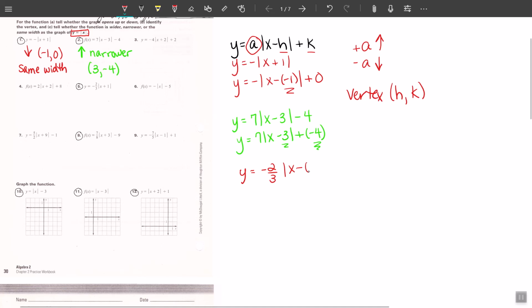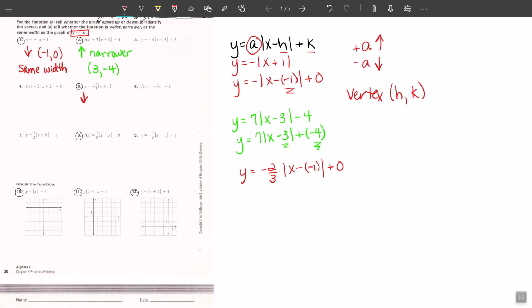I'm going to rewrite the inside of the absolute value sign as a difference of those two values. And then again, the k is not written, so we know it's 0. So now we have a negative a value because we have a -2/3. It's going to open downward. 2/3 is a fraction, so we're just looking at the absolute value, that we've already decided that the negative sign makes it open downward.